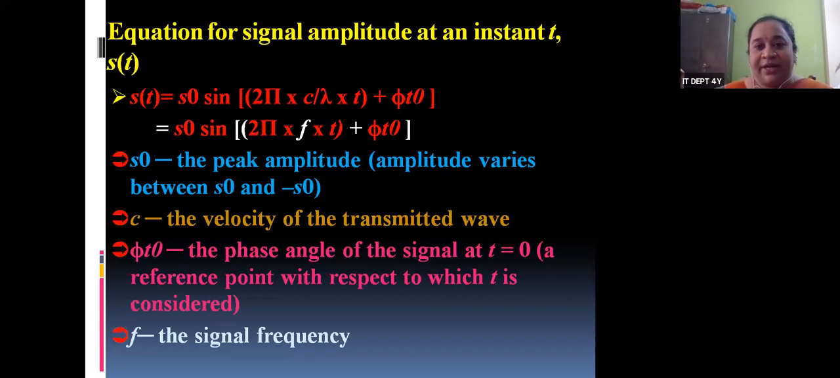We also included the c by lambda. C is the velocity with which the signal is transmitted, and lambda is the wavelength of the signal, where wavelength is the total span of a signal in a single cycle of its transmission. t is the time interval at a particular time unit, and phi is the phase angle of the signal, where the signal changes its direction while transmitting.